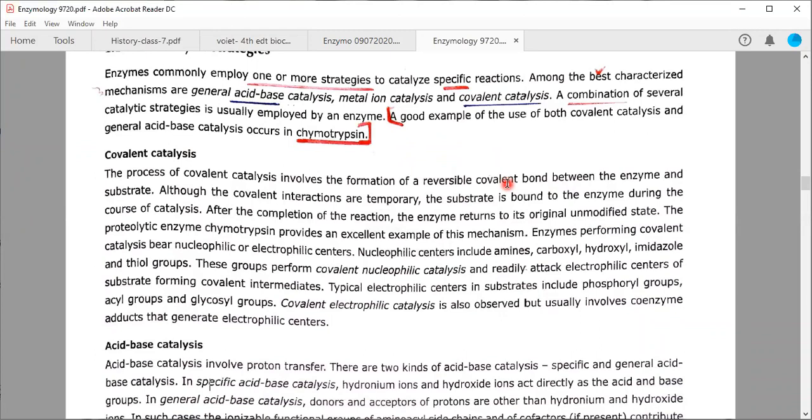enzyme, there is no change in the enzyme at all. So it will reform, meaning regain its original shape and conformation. Although the covalent interactions are temporary, obviously they are reversible, so they only occur for some period of time, but there are some very important examples in this particular section. Here both electrophilic and nucleophilic kinds of catalysis are possible.